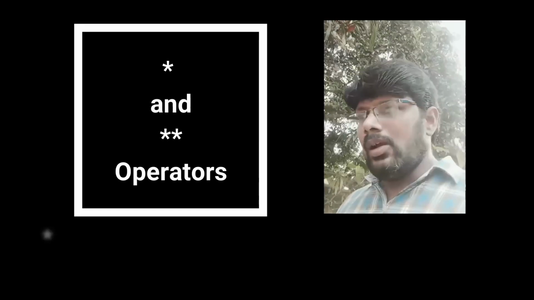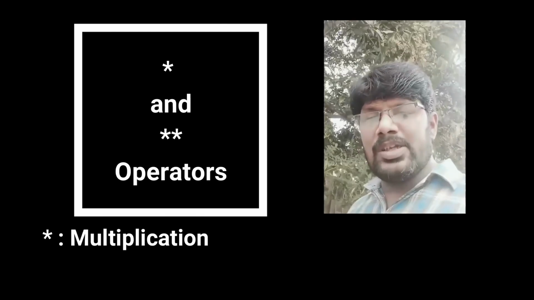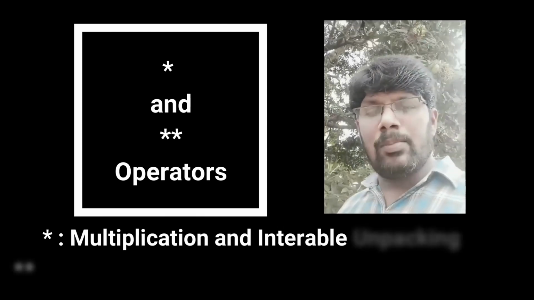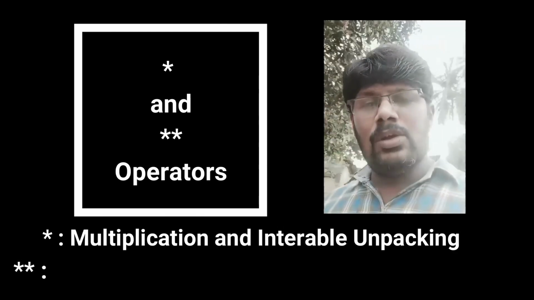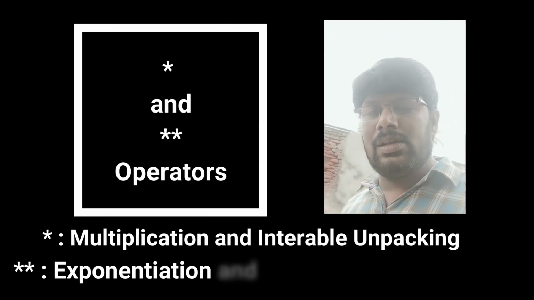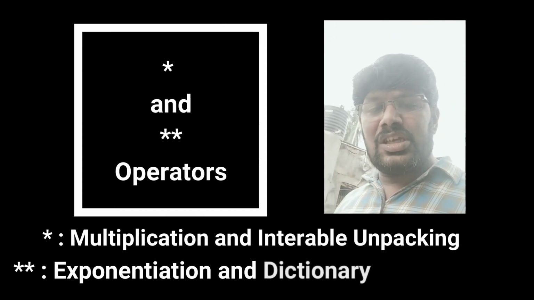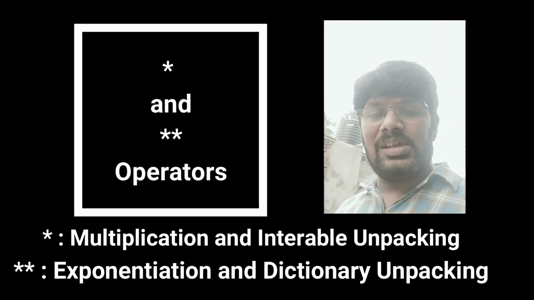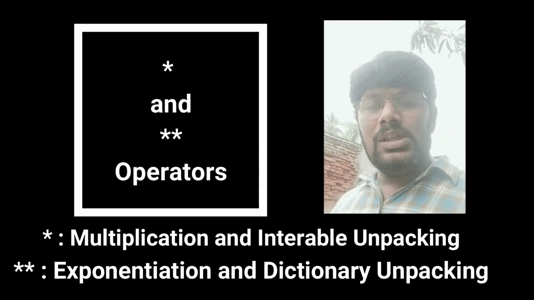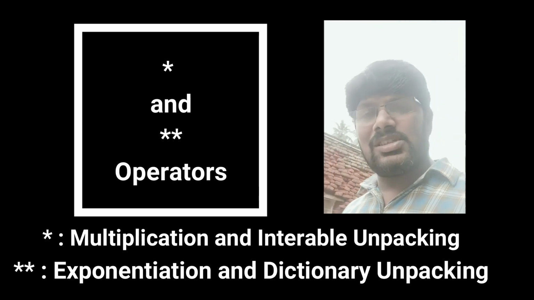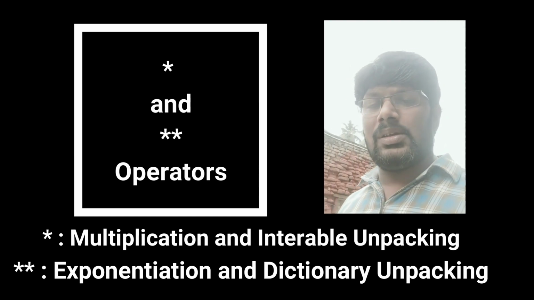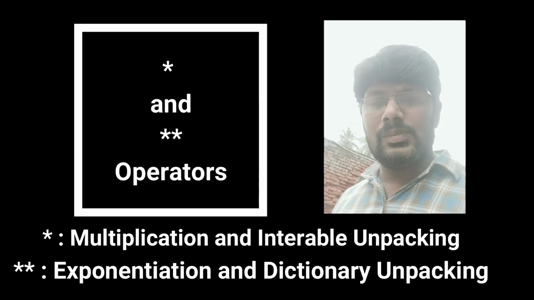In Python, asterisk and double asterisk operators have multiple functionalities based on the context we are using them. We can use asterisk as the multiplication operator as well as iterable unpacker. In the same way, we can use double asterisk operator to perform exponentiation as well as to unpack dictionaries. So in this video, I will cover the uses of asterisk as well as double asterisk operators with examples.